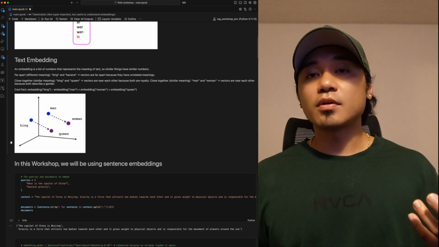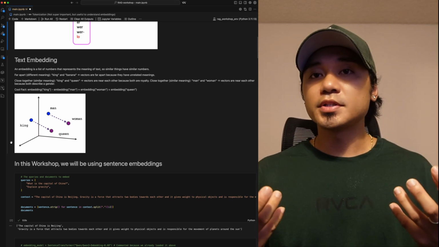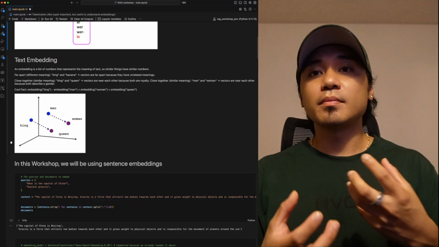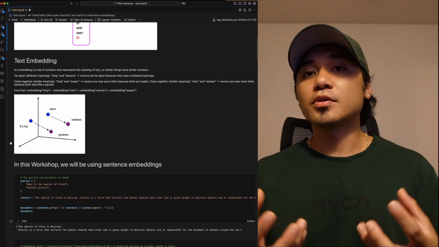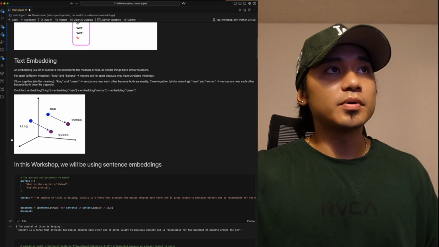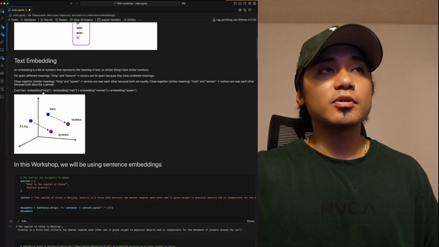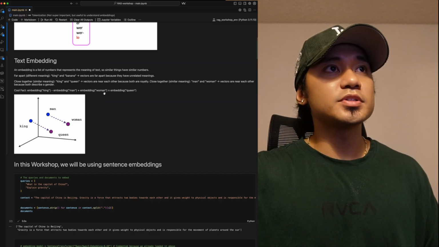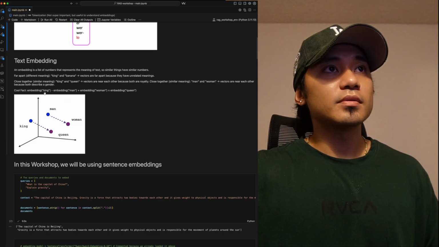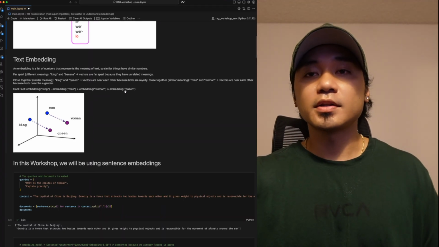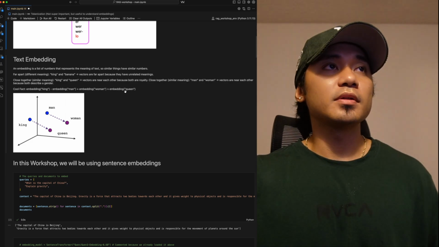And since these words are represented as numerical representations, you can actually perform some mathematical operations on them, and sometimes it'll give you some really cool results. So, for example, if you have the numerical representations of these different words, like king, man, woman, and queen, if you subtract the numerical representation of man from king, and you add in woman, it'll give you queen. So that's just a cool fact that I learned when I started learning about text embedders.